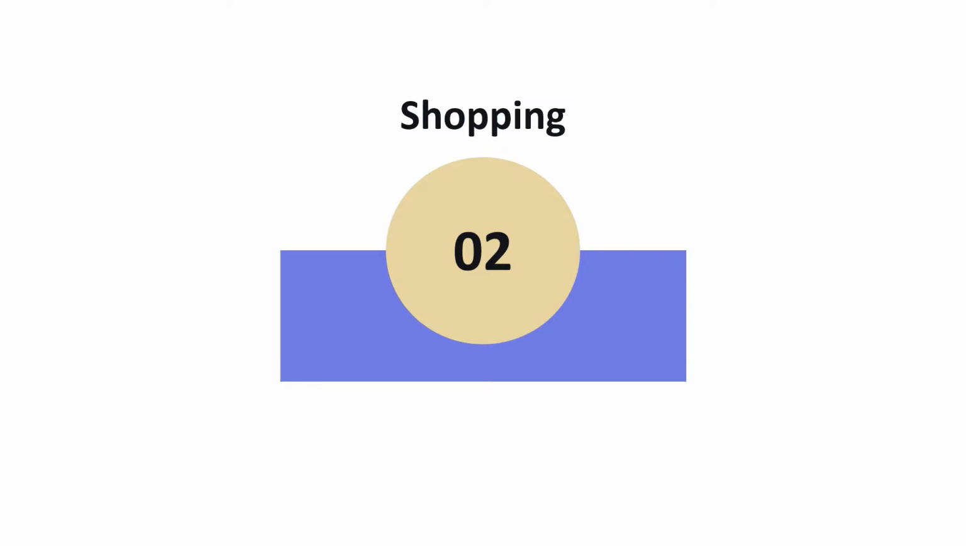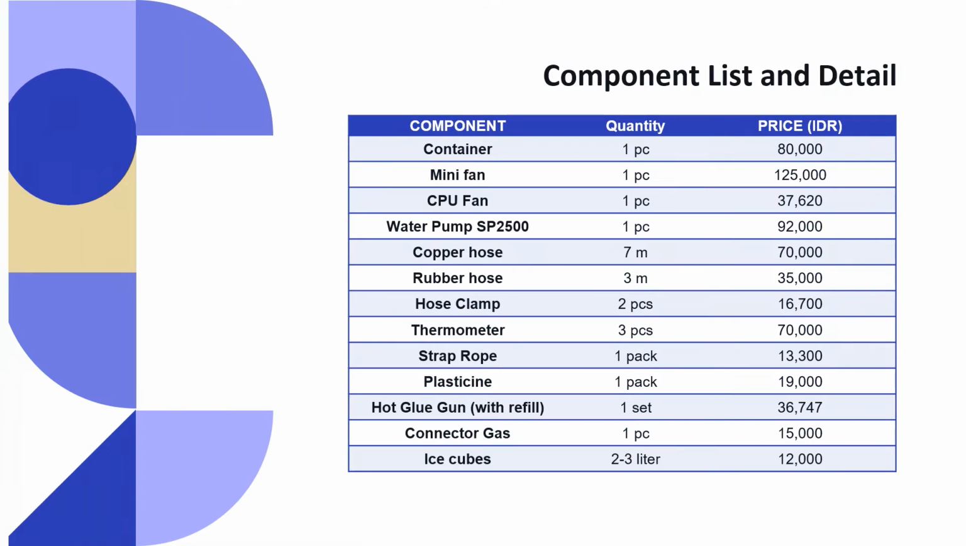Second, shopping is always interesting and a fun activity for me. Let's just move on to the list. Here we are. To build a mini air conditioner, these are the list of components and the estimated price from our research. After collecting all the stuff, mostly from online commerce, it takes 1 until 2 weeks to get the components to us.